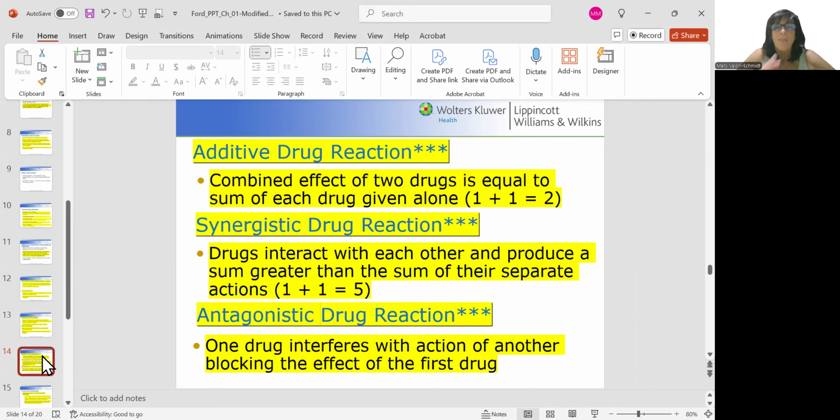Okay. Then additive drug reaction. That means that the combined effect of two different drugs is equal to the sum of each drug given alone. So in other words, an Advil and a Tylenol, right? Each of them is still giving its own effect. But a synergistic drug reaction is when drugs interact with each other and produce a total sum greater than the sum of them separately. 1 + 1 = 5.